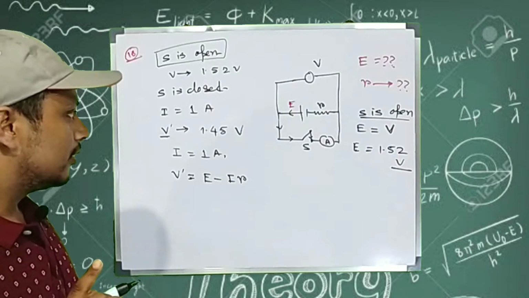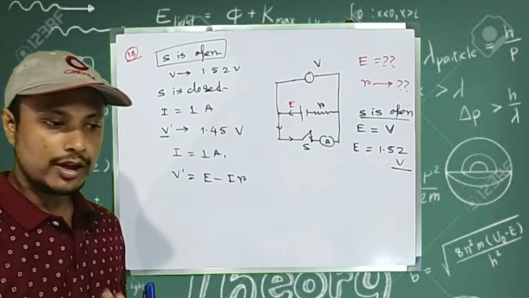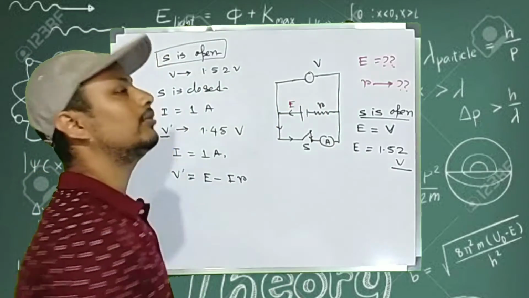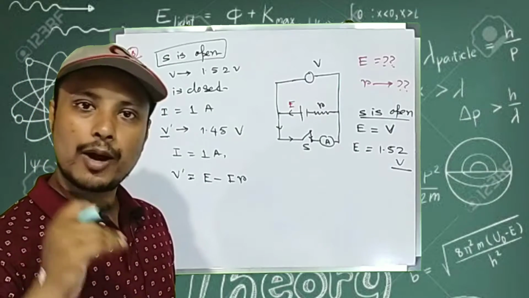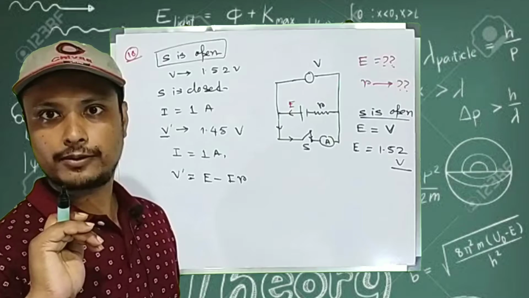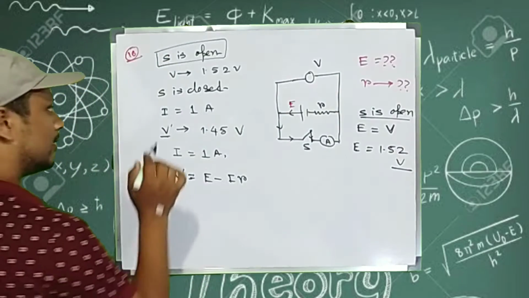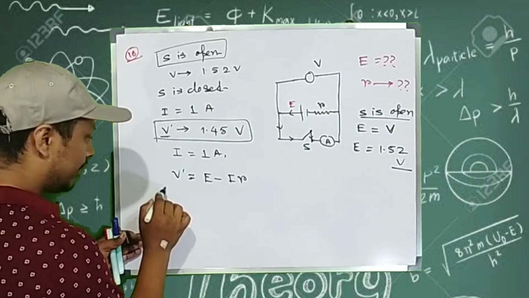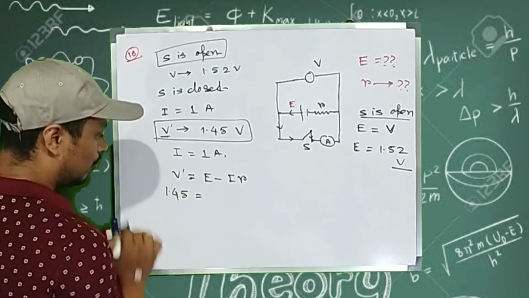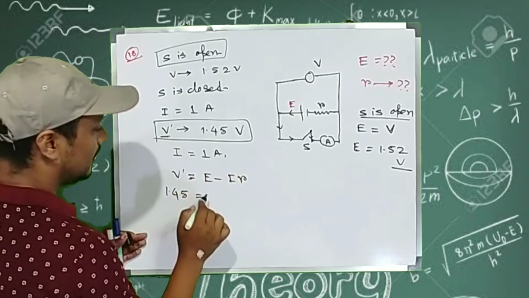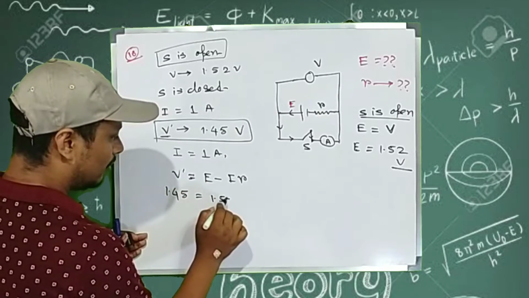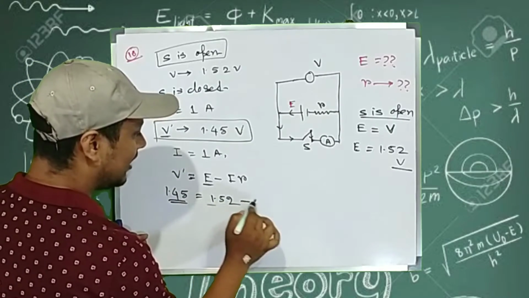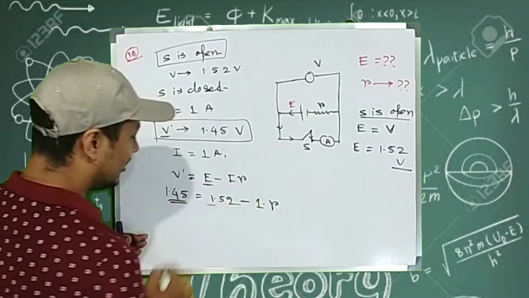Got it? When the switch is closed, a current will flow, then the voltage across this resistance, or the two terminals of the battery, decreases below the actual EMF supply. So that terminal voltage is given, that is 1.45 volt. So you can put the value of 1.45 as the terminal voltage here, and the EMF of the supply is 1.52, and the current is 1 ampere, and r is the internal resistance.